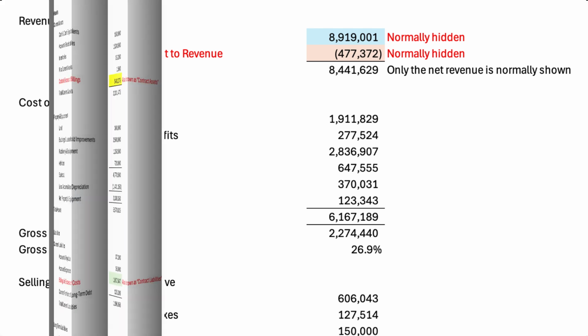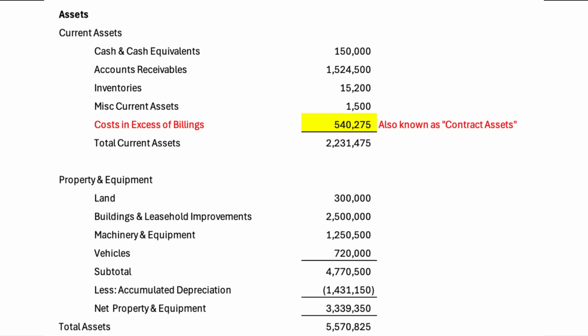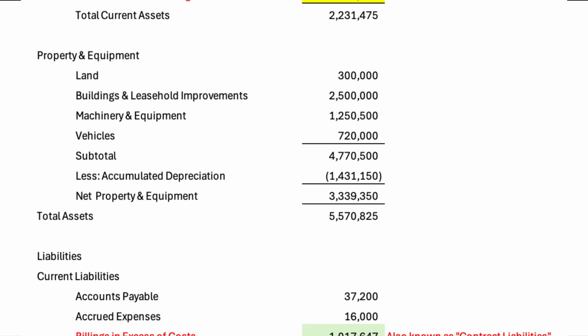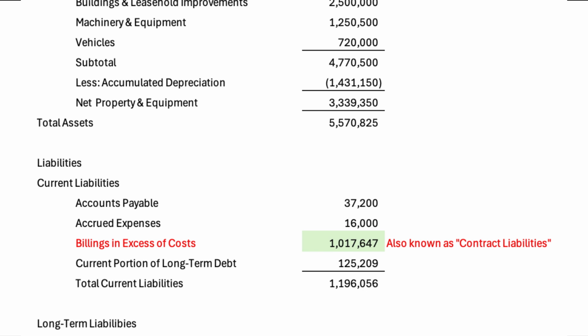Switching over to the balance sheet, in the current assets section, we see a line for costs in excess of billings, or sometimes called contract assets. This represents work we've done but we haven't billed for, and it totals $540,275. Similarly, in the current liability section, we have billings in excess of costs, or sometimes called contract liabilities, totaling $1,017,647, which represents amounts billed but not yet earned. These amounts come from the WIP schedule that we looked at earlier.